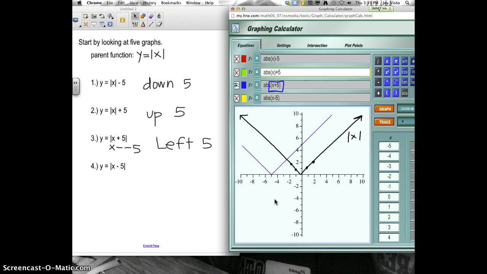Okay, we can probably already predict what's going to happen in the last one, but let's just take a little look at it real quick anyway. Turn on that last one. Sorry that it's yellow, might be tough to see, but we can see that we've moved right 5.